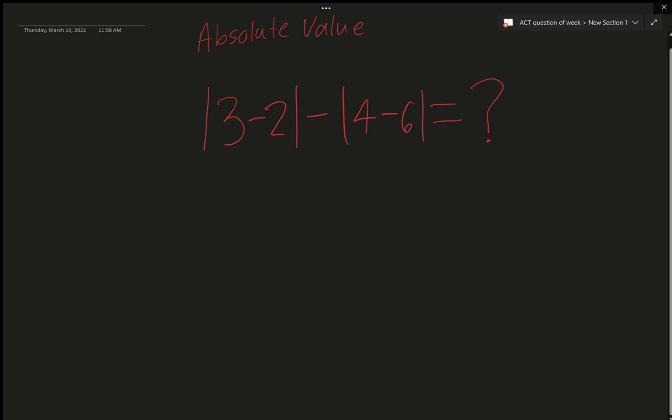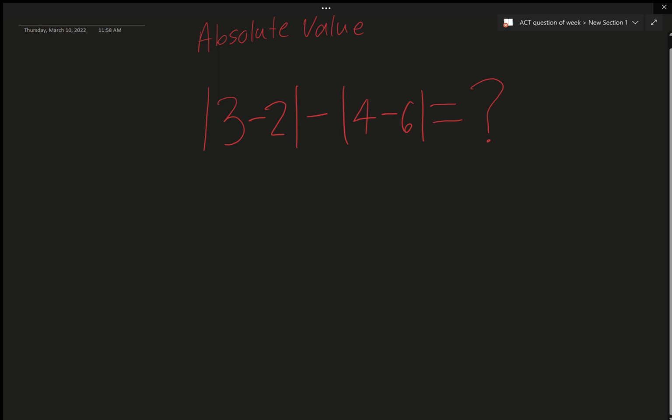Hi everyone. This week's question has to do with absolute values. So the way I look at these at the beginning is actually a lot like parentheses. Now we'll talk about the absolute value point once we simplify what's on the inside.